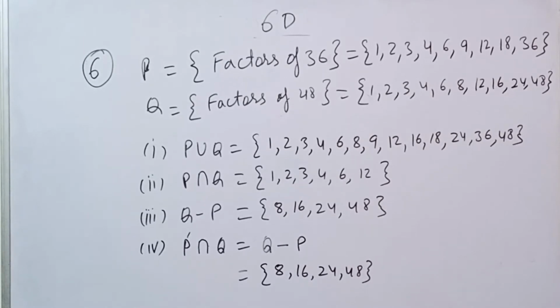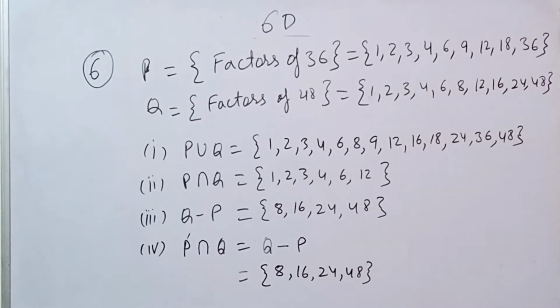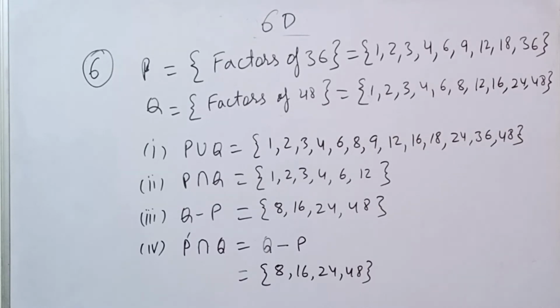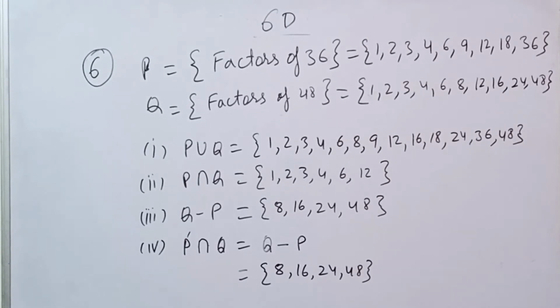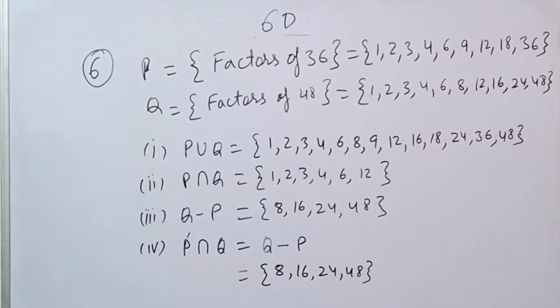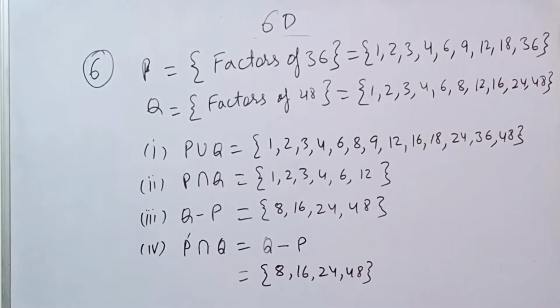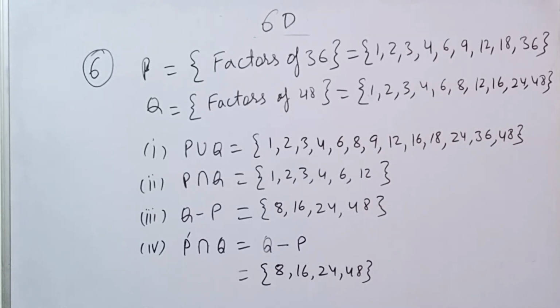Now P intersection Q, that means all the elements that are in P as well as in Q, that are 1, 2, 3, 4, 6 and 12. Now we have to find Q minus P, that means all the elements of Q that are not in P. So 8, 16, 24, 48 are the elements of Q that are not in P. Now we have to find P complement intersection Q, that means the elements that are in Q but not in P. So that are 8, 16, 24, 48. So in that manner you will do the sum number 6.